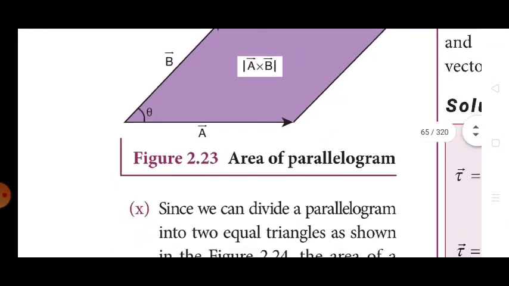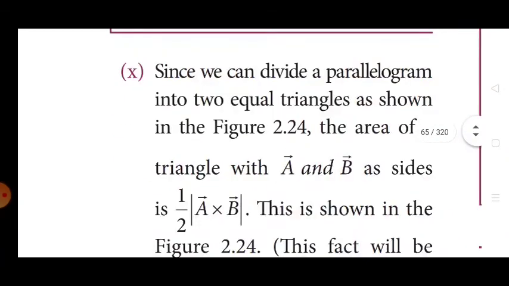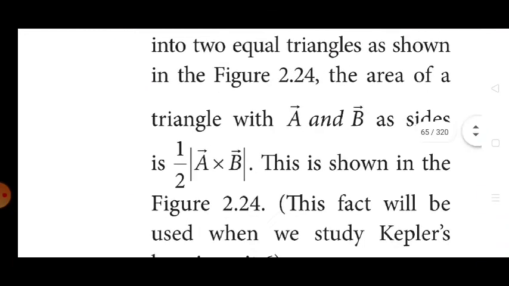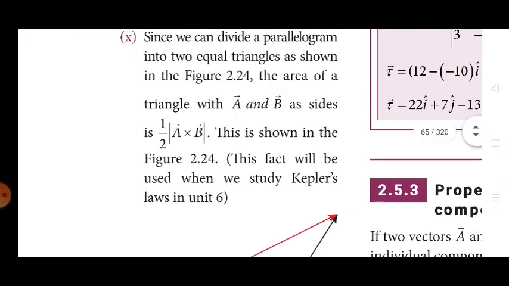Tenth point, since we can divide the parallelogram into two equal triangles, the area of the triangle with A vector and B vector as sides is half into modulus of A vector cross B vector. This fact will be used when we study Kepler's law in lesson number 6.